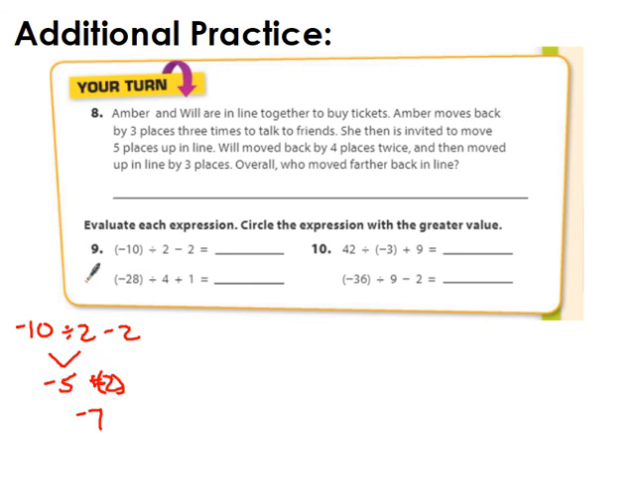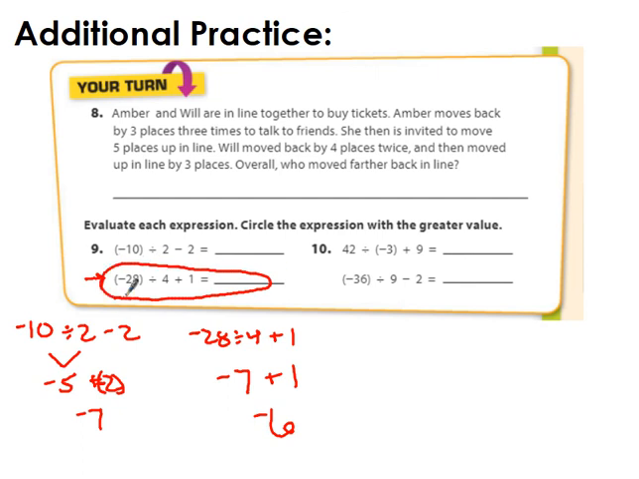I am comparing that with the second one right here. So I need to compare that with -28 divided by 4 plus 1. -28 divided by 4 is -7. And then -7 plus 1 is -6. -6 is a greater value than -7. So that's the expression with the greater value.